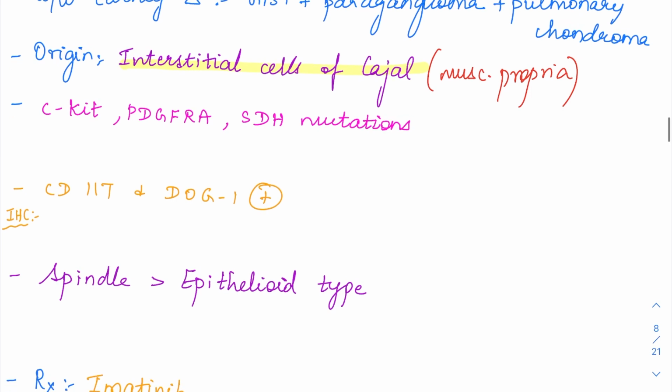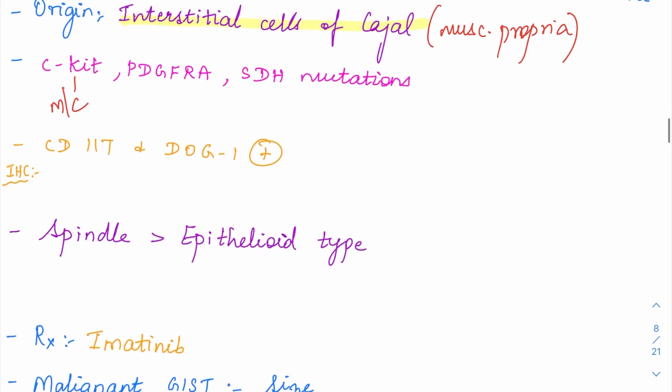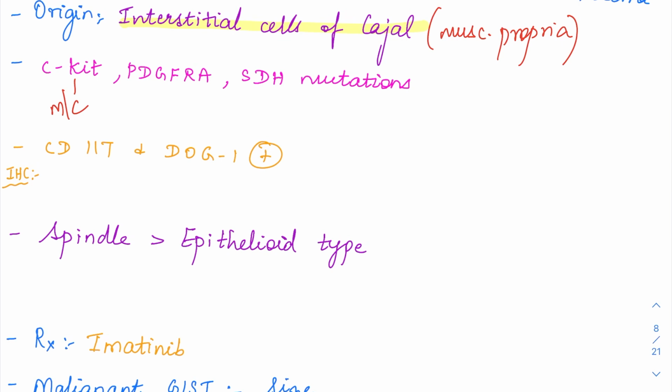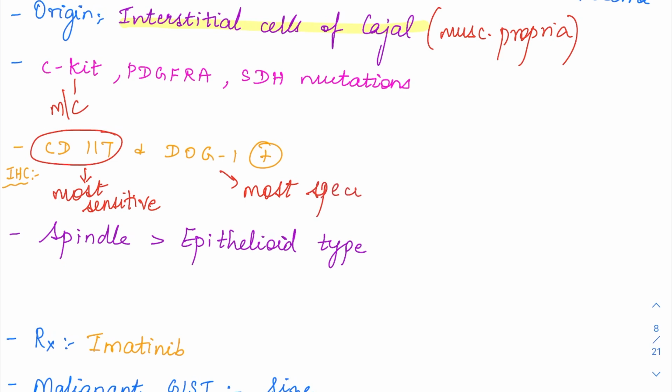And usually we have various mutations like c-KIT mutation, PDGFRA mutation and SDH mutation. SDH stands for succinate dehydrogenase, which is an enzyme involved in the Krebs cycle. c-KIT mutation will be the most common mutation, and when it is present, it is going to express CD117. So c-KIT and CD117 are basically the same. On immunohistochemistry, to prove that it has a c-KIT mutation, you can put CD117. CD117 will be positive, and it is the most sensitive immunohistochemical marker, while it is not specific. But DOG1 can be used as another IHC marker, because it is the most specific IHC for GIST.